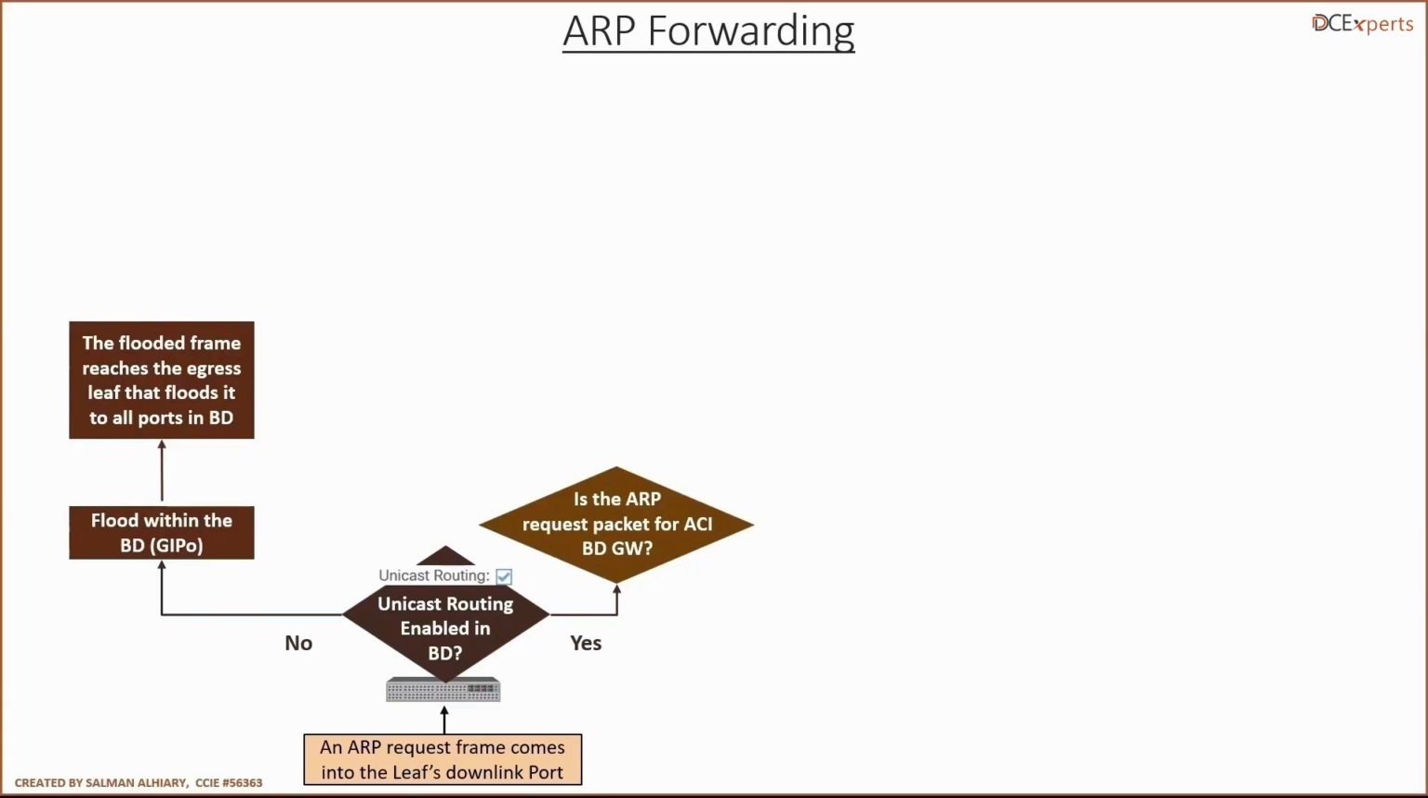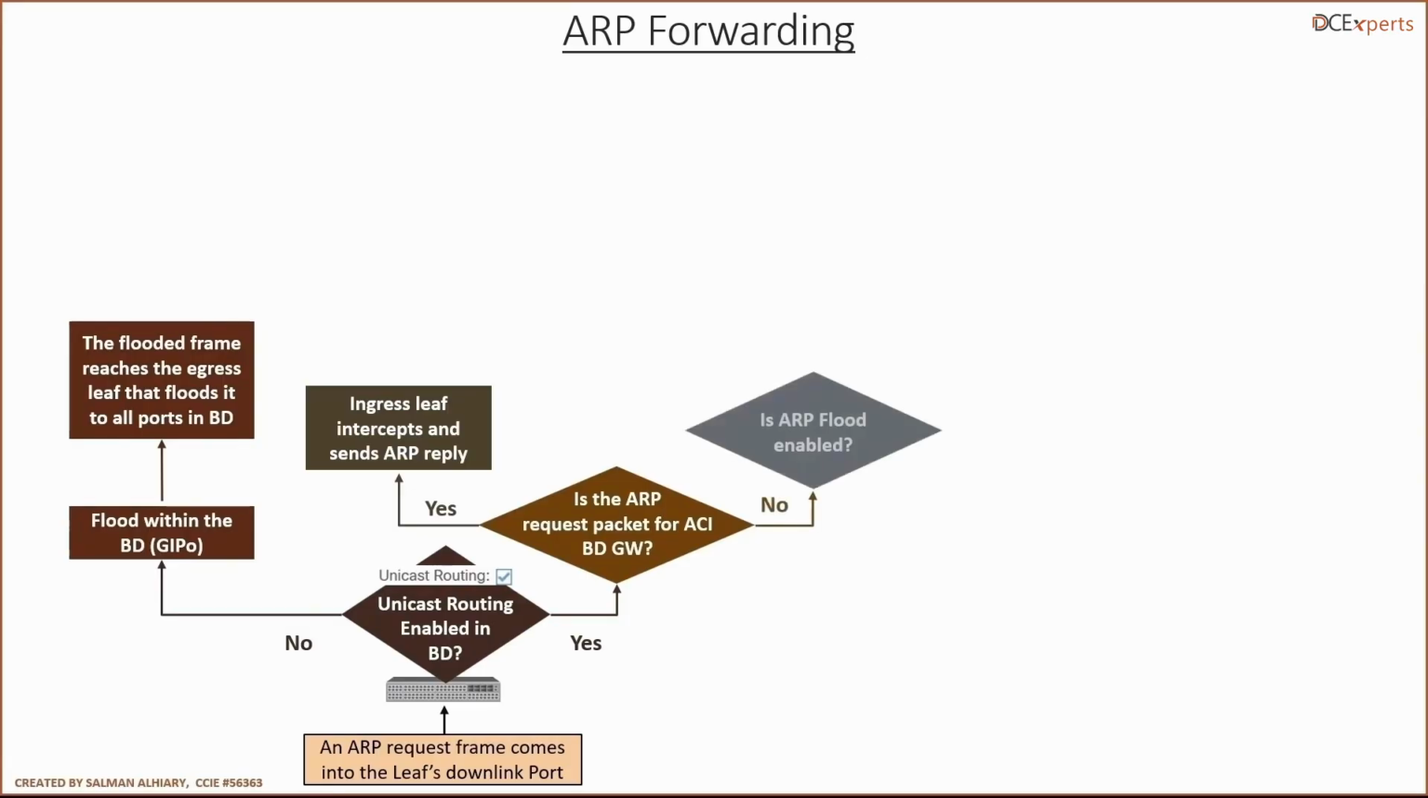Here I mean the leaf switch has to check if the target IP address in the ARP request message is equal to the bridge domain gateway IP address that's configured as an ACI subnet under the bridge domain. If it is equal, the ingress leaf intercepts the ARP request message and sends an ARP reply out from the ingress port, informing the ARP requester about the bridge domain gateway MAC address.